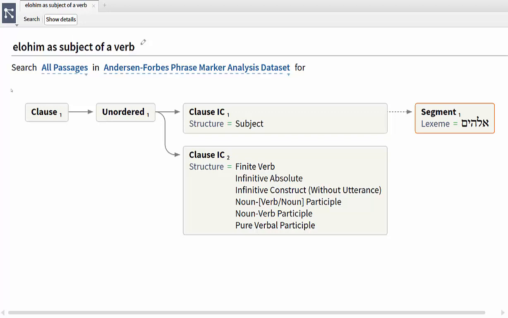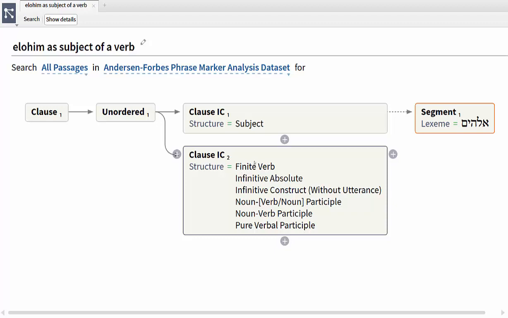Let me explain the search. We're searching for clauses here. If you know anything about grammar, a clause is a group of words that has a subject and predication. Unordered means it doesn't matter what order the constituents of the clause appear in. Our subject here is Elohim. So it doesn't matter if the verb comes first or the subject comes first. It's irrelevant. We're going to catch everything here.